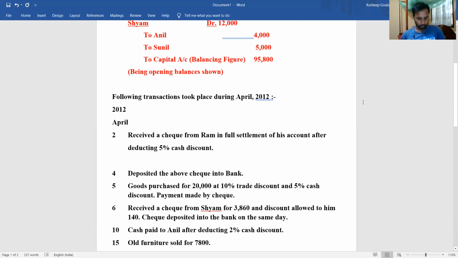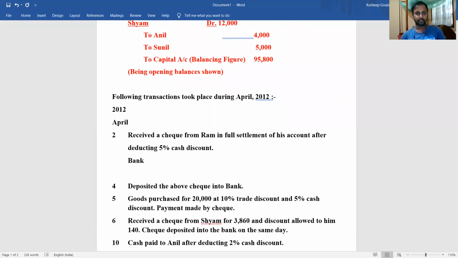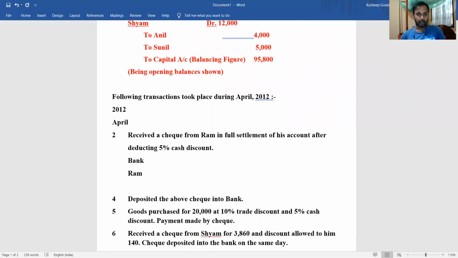Received a check. So check means we'll take bank, right? So the first item is bank. Clear? Then we will go with the next item. Received a check from whom? Ram. So the next person is Ram. Okay. And what did we give? After deducting a cash discount, so we are giving a discount. That means we are allowing a discount. So discount allowed account is there, right? So three accounts we have got. Clear? One is the bank, the other one is Ram, then next is discount allowed account.